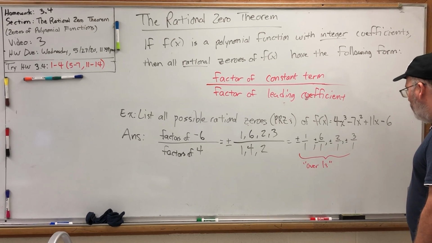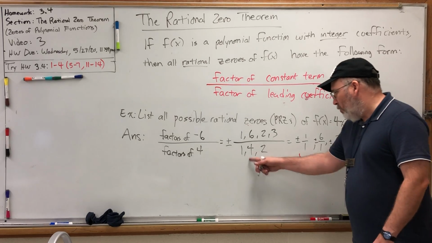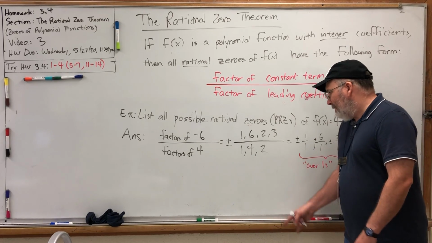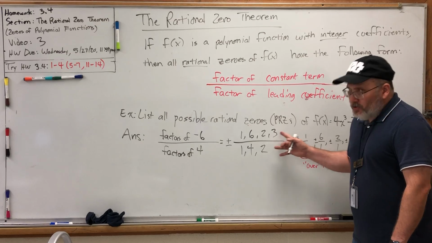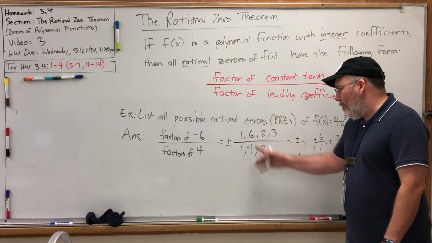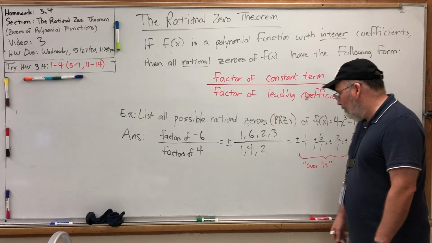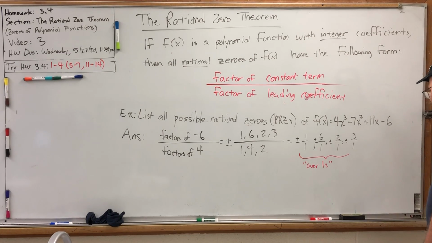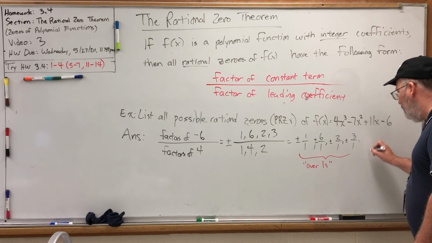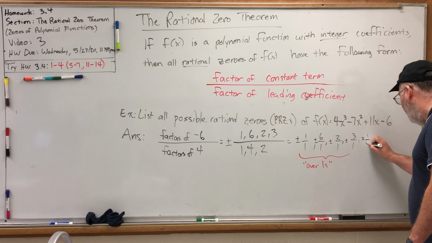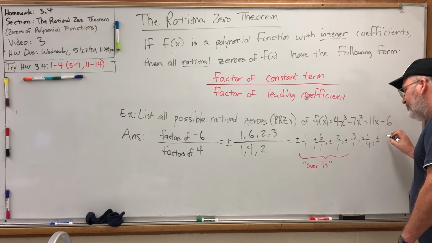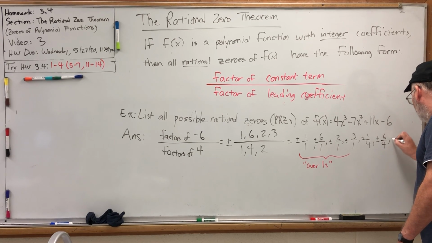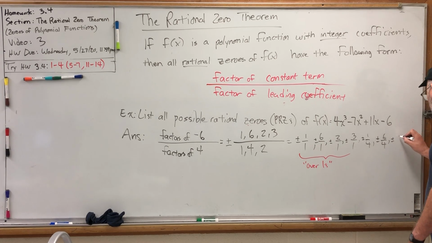So those were all my over 1s. So next are my over 4s. And by the way, you can write these numbers in any order you want. If you click view an example, it will probably list them in increasing order. But let's go ahead and do the over 4s. So the over 4s would be plus or minus 1 over 4, plus or minus 6 over 4, plus or minus 2 over 4, and plus or minus 3 over 4. And yes, several of these will reduce.